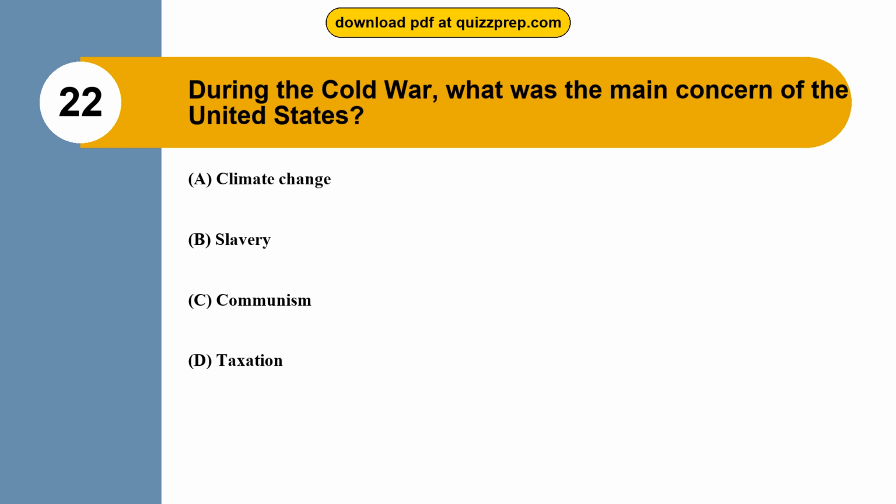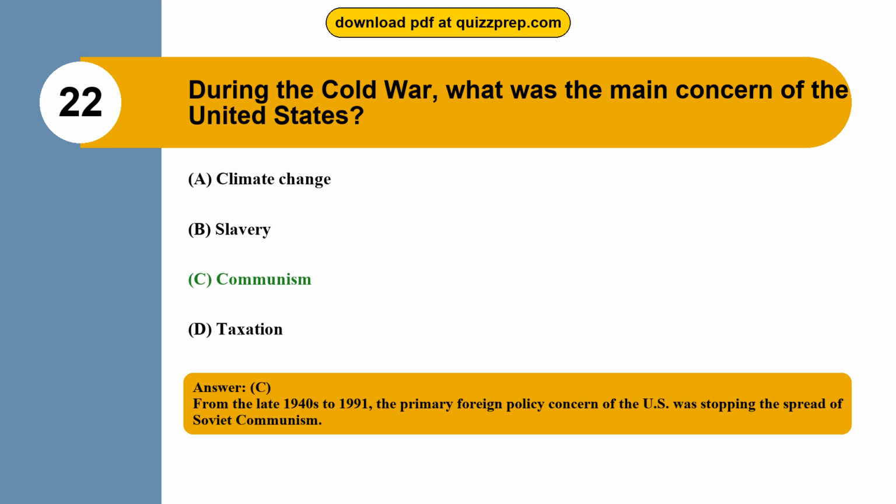Option A, climate change. Option B, slavery. Option C, communism. Option D, taxation. The correct answer is option C, communism. From the late 1940s to 1991, the primary foreign policy concern of the U.S. was stopping the spread of Soviet communism.